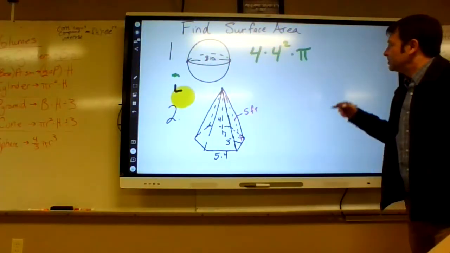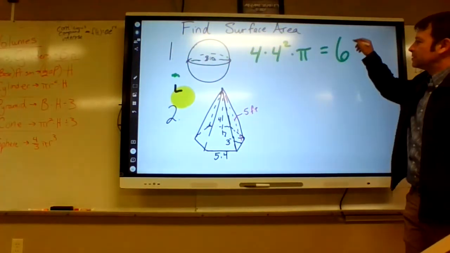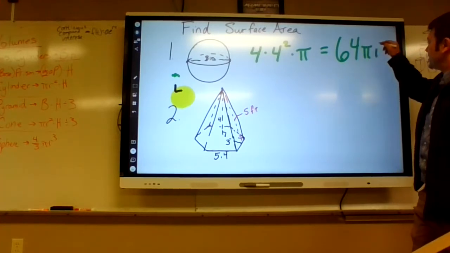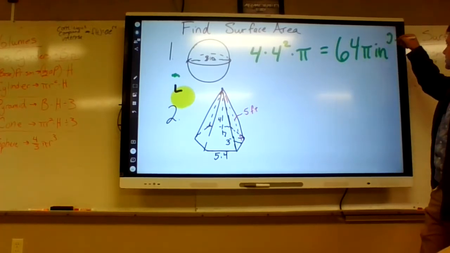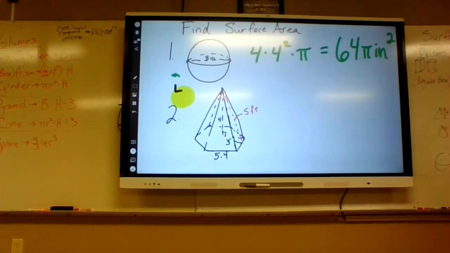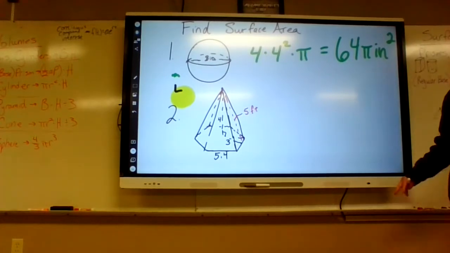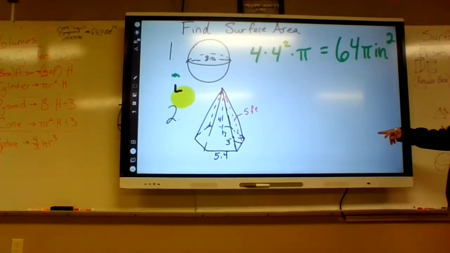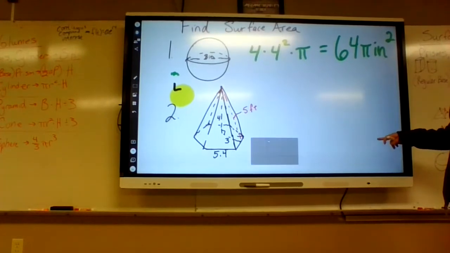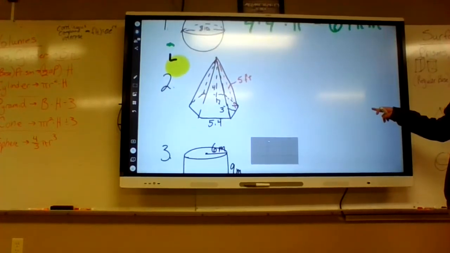Okay. How did I do that? 64 pi inches squared. Squared is 2, cubed is 3, right? Yeah. Just think of two-dimensional, three-dimensional. Okay. How do we find the surface area for number 2?